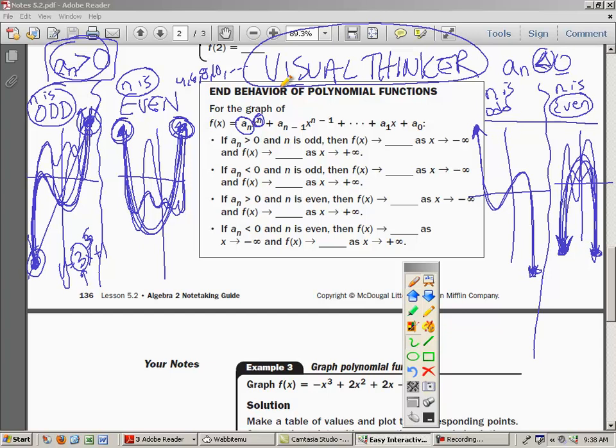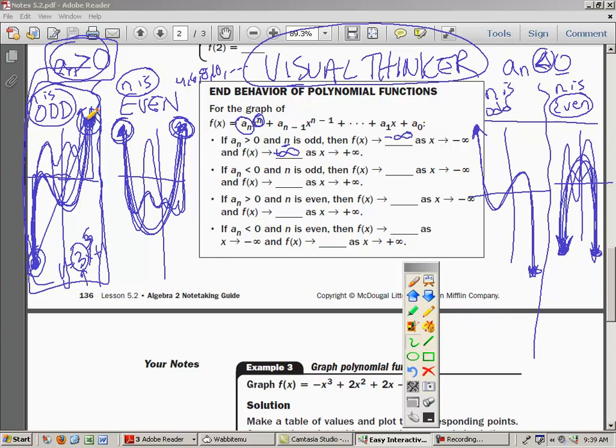It says if a sub n is greater than 0, meaning the leading coefficient is positive and n is odd, that's this guy over here, then f of x approaches negative infinity as x approaches negative infinity. So as x goes further to the left, the values of f of x go further down. As x goes to negative infinity, f of x goes to negative infinity. And f of x goes to positive infinity as x goes to positive infinity. Again, as x increases, the values of y go way up here.